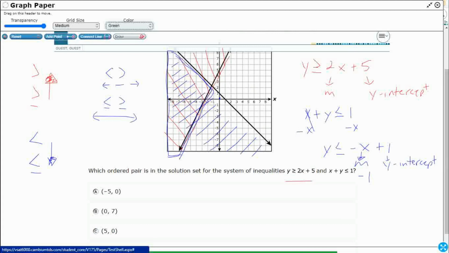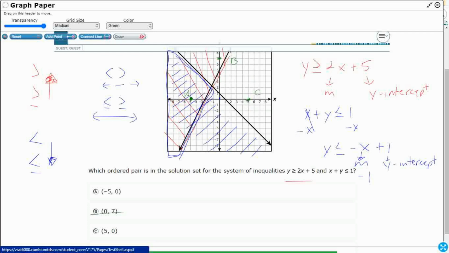So negative 5, 0. Oh, that looks like that might be it right there. Negative 5, 0. That's A. That looks pretty good. 0, 7. So 0, 7, oh, that's only in one of the two regions, so that's not going to work. Let's see, 5, 0. That's nowhere. It doesn't sit in any of the solution regions.